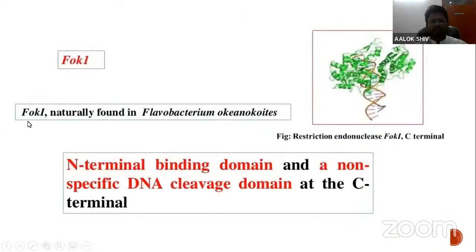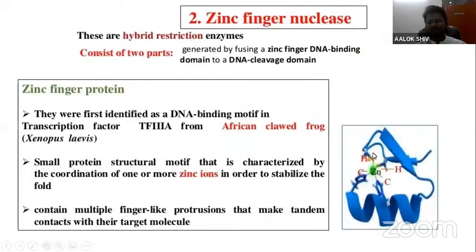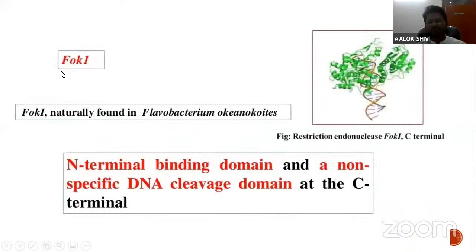So the endonuclease which is present here is the FokI one. From the exam point of view, this is important: in zinc finger nucleases, the endonuclease used is FokI endonuclease, and it is naturally found in Flavobacterium okeanokoites. Okay, so this could be asked in the examination. So what happened here actually? This zinc finger motif is fused with the FokI endonuclease, and the system has been created.